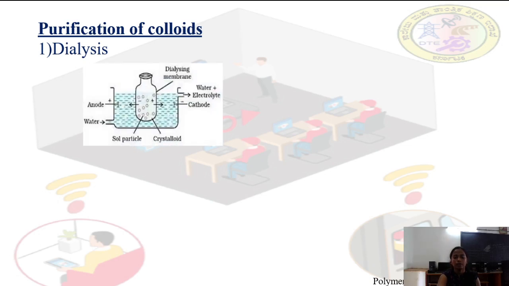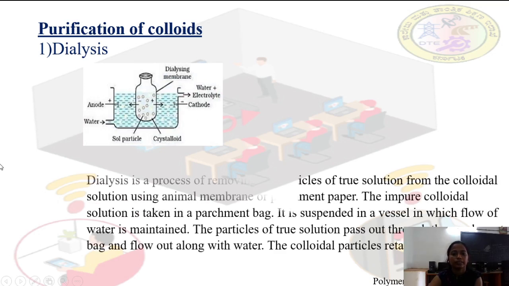This is a setup for the dialysis method. Dialysis is a process of removing the particles of a true solution from the colloidal solution using an animal membrane or parchment membrane. If a true solution is present in the colloidal solution, we have to remove it by using an animal membrane or parchment membrane. This process is called dialysis.